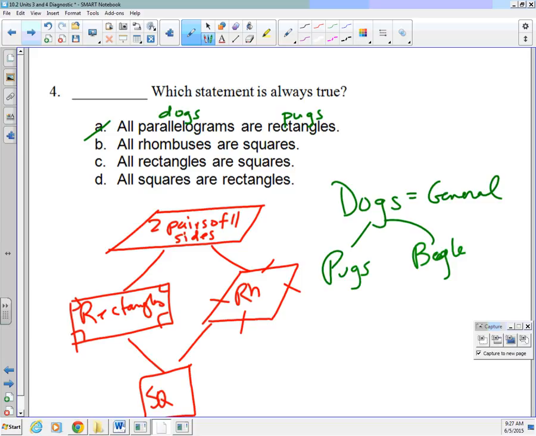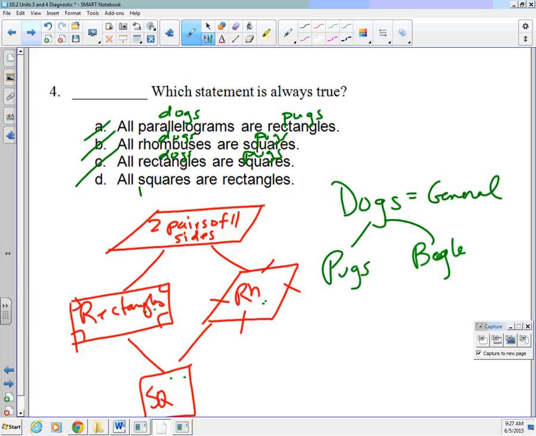All rhombuses are squares. Again, rhombuses are more general than squares. Rhombuses don't have as much stuff necessarily as squares do. So all dogs are pugs again. That's nonsense. All right, all rectangles are squares. Well, let's see. So rectangles and squares, which one's more general? Rectangles are more general, so all dogs are pugs again. Nope.